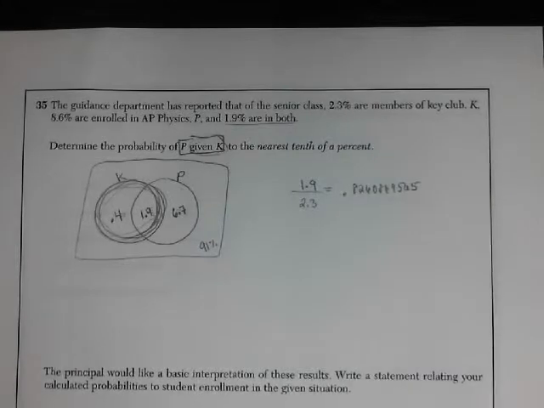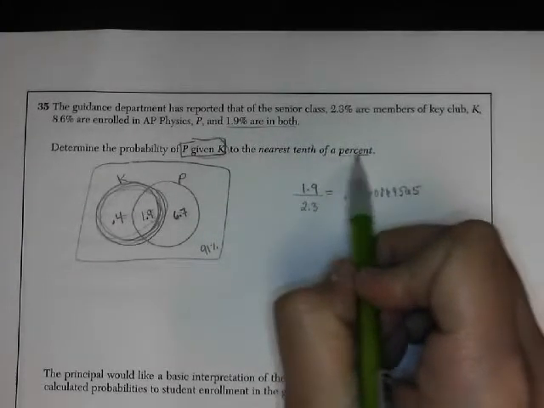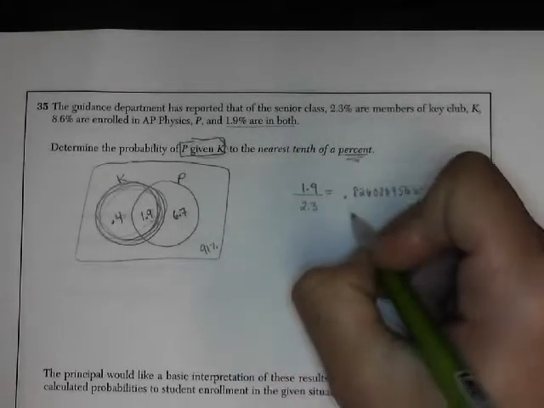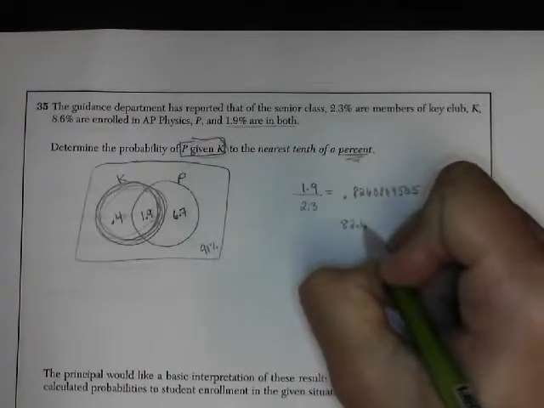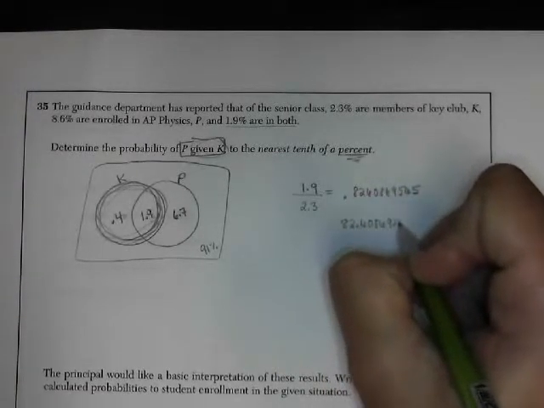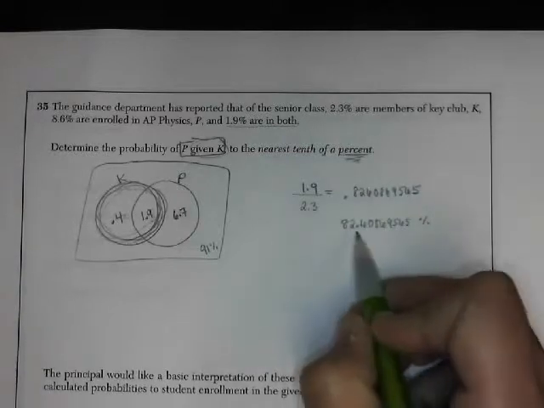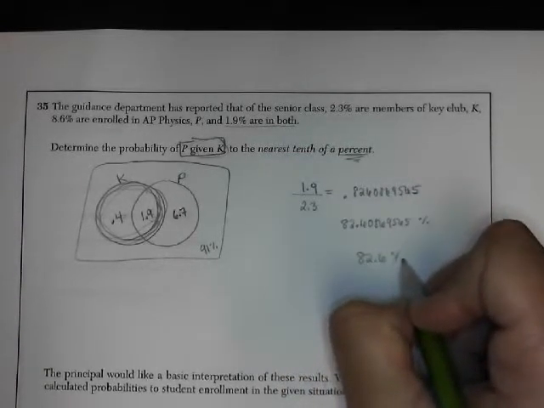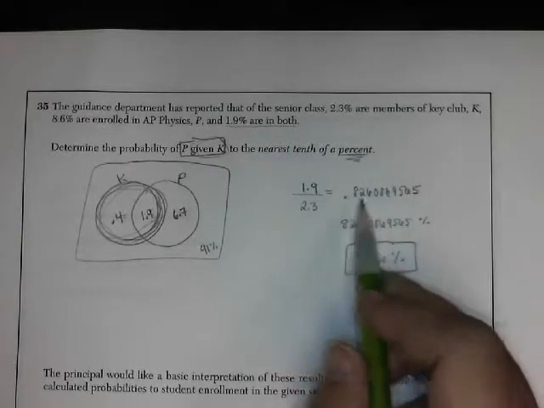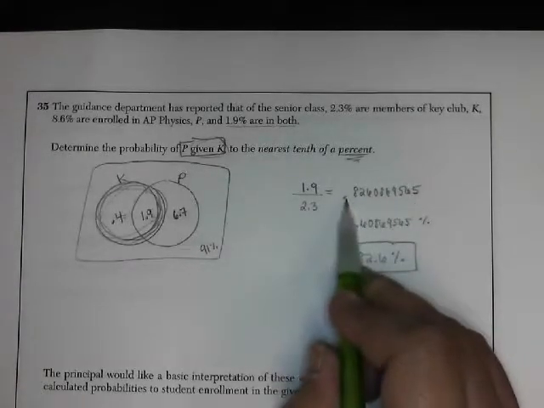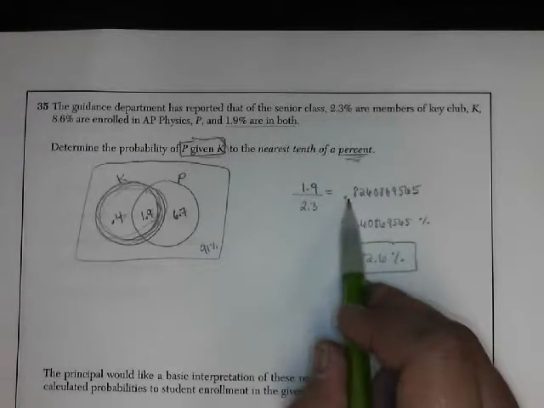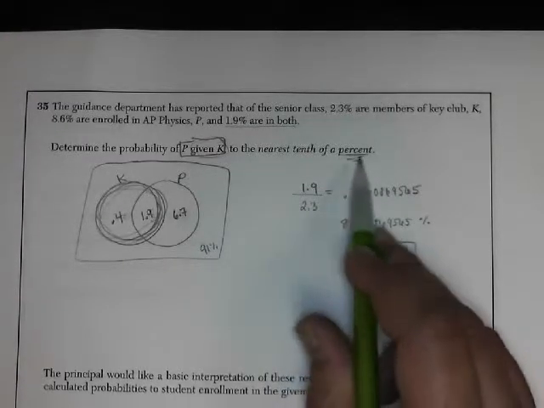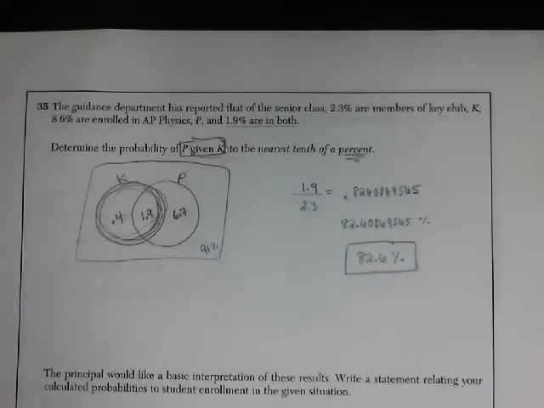0.826086965. They want the nearest tenth of a percent, so I need to change this to a percent, which would be 82.6086965%, and then round the percent to the nearest tenth, so that's 82.6%. This is the probability. We do not want to round this to 0.8. They didn't want the probability to the nearest tenth. They wanted the percent to the nearest tenth.